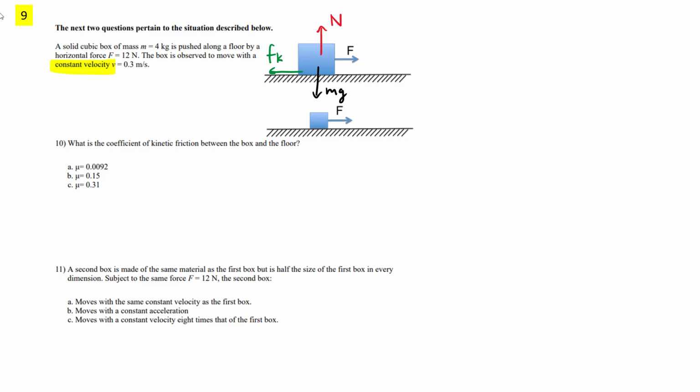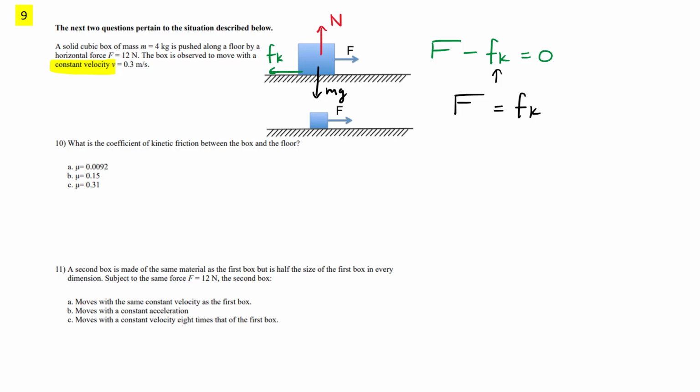Since it's moving at constant velocity, I better have that the sums of the forces have to be equal to 0. That's Newton's first law at work right here. All right, so we want to get to a coefficient of friction. So guess what? The coefficient of friction is inside this definition of the force of friction. So let me go ahead and just work on this equation a little bit.